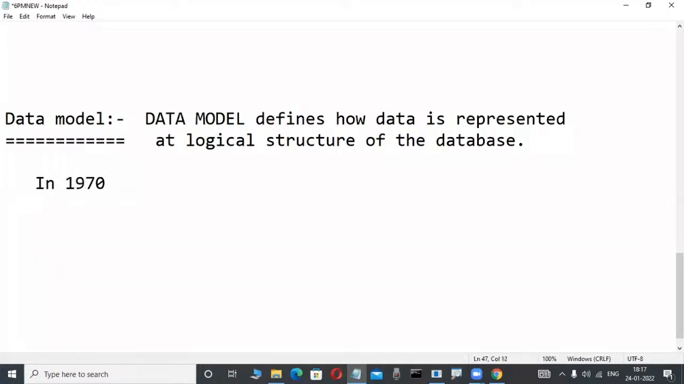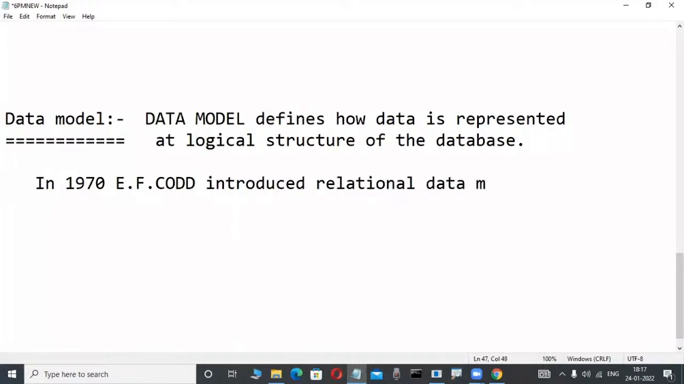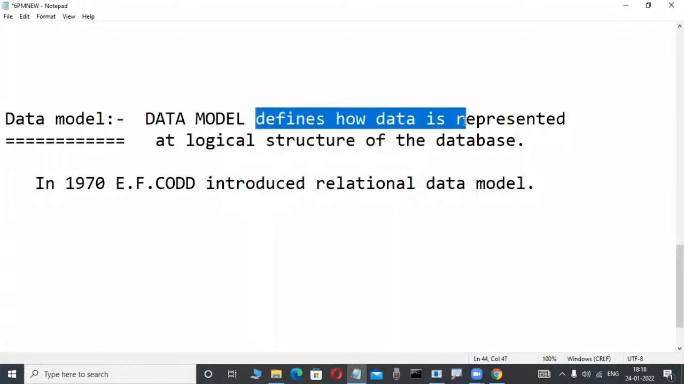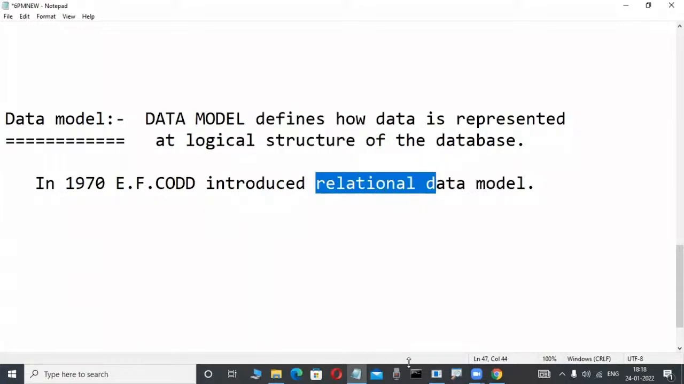In 1970, E.F. Codd, don't write anything, just observe some new terminology. E.F. Codd introduced the relational data model. He is a mathematician working at IBM in those days. So in 1970, E.F. Codd introduced the relational data model. Relational data model means what? What is the logic in a logical structure? How is data represented?